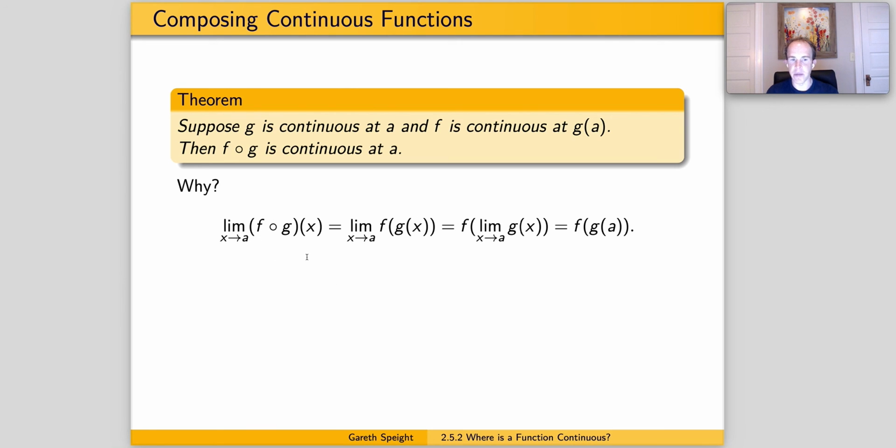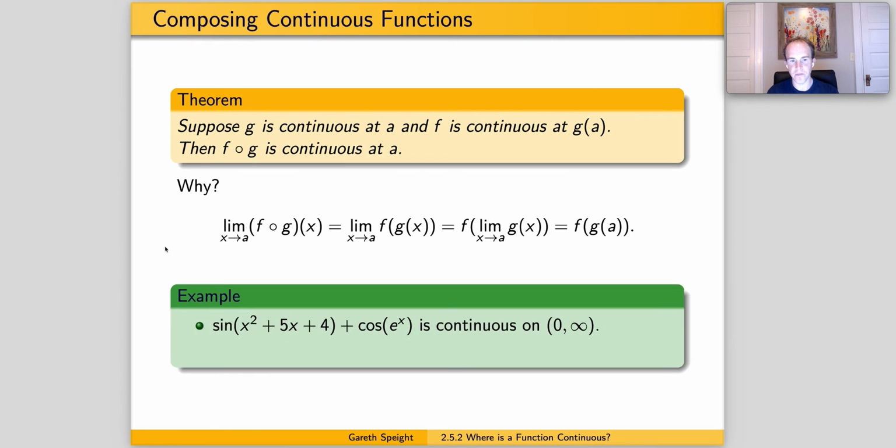Okay, and why, I'm a pure mathematician. Why is it true? If I want to take the limit of the composition, that's the limit of f of g of x. Okay, if f is continuous, I can bring the limit inside. If g is continuous, the limit of g is g of a. So somehow I end up with f of g of a. Okay, but that was exactly my composition at a. So that shows this is continuous.